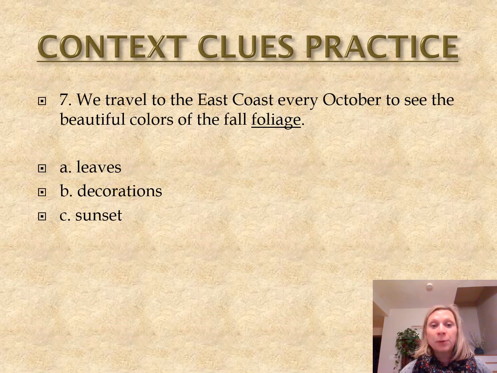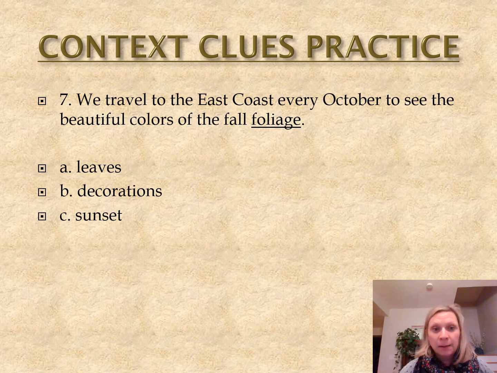Okay, here's our last practice. We travel to the East Coast every October to see the beautiful colors of the fall foliage. What do you think foliage means? So let's think about it. We live in the East Coast. So October and November, things happen. We have these beautiful colors that have to do with fall. Is it leaves, decorations, or sunset? And if you chose leaves, you are correct.